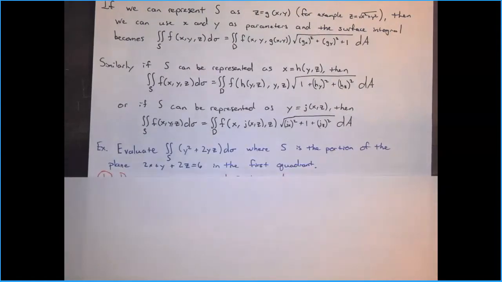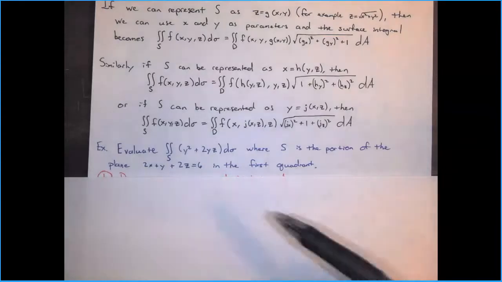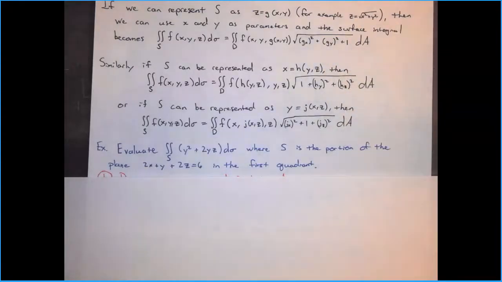So evaluate the surface integral of y squared plus 2yz, where the surface is a portion of the plane 2x plus y plus 2z equals 6 in the first quadrant. And so now we have the surface. It'd be very easy to solve for any one of those variables. We could solve for x, we could solve for y, we could solve for z. So I can make this problem fit into any one of these formats. So let's take a look and try to figure out which variable do I want to solve for. Is there a better choice?